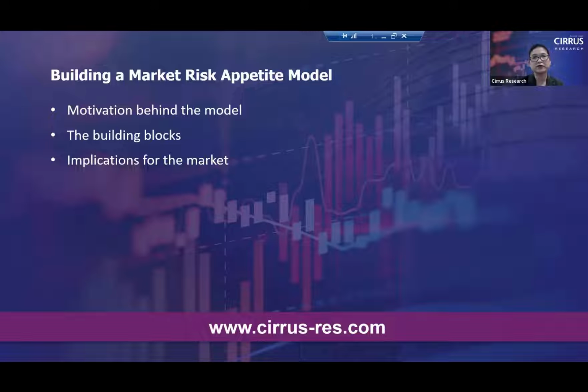Hi, this is Georgiana Fung from Cirrus Research. In this portion of the Foundation series on building a risk appetite model, I will go over how we look at the model itself, the building blocks of it, and implications for equities.